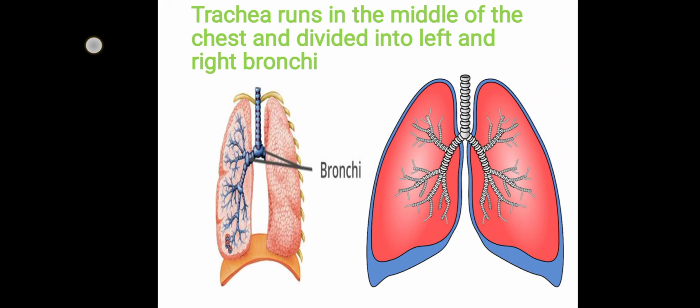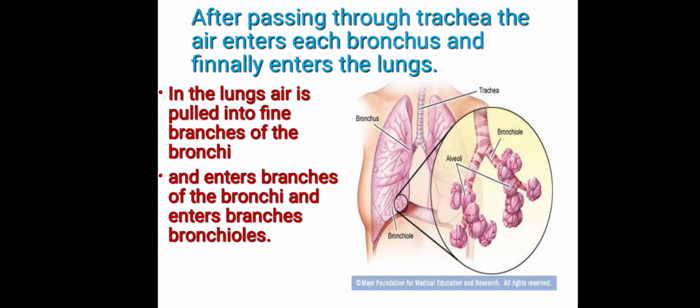Once again, let us revise this. So left and right bronchi over here. After passing through the trachea, the air enters each bronchus and finally enters the lungs. In the lungs, air is pulled into fine branches of the bronchi, the bronchioles. So from bronchi, it enters the bronchioles, and from bronchioles to alveoli.